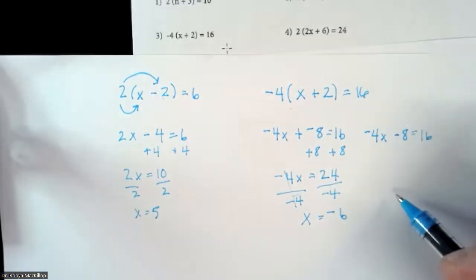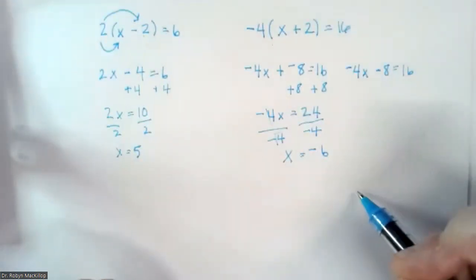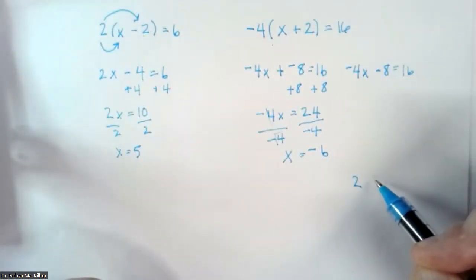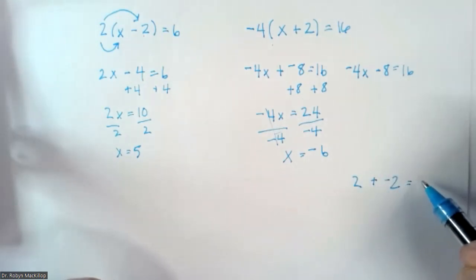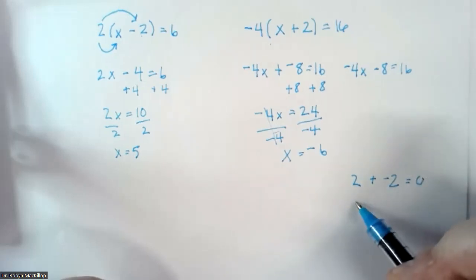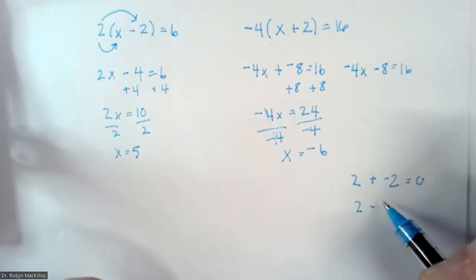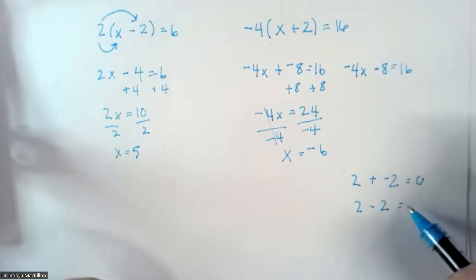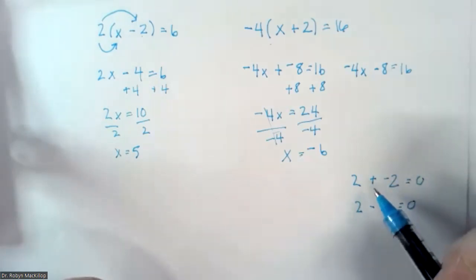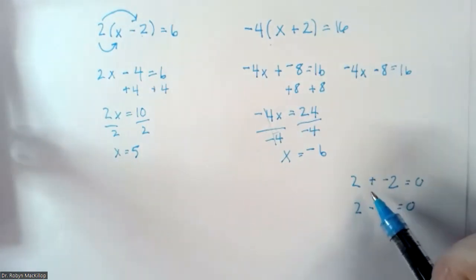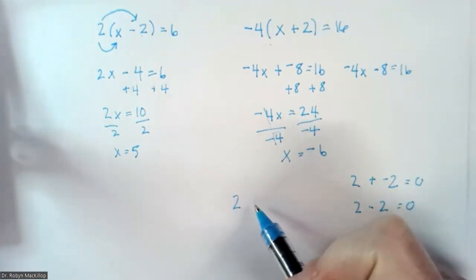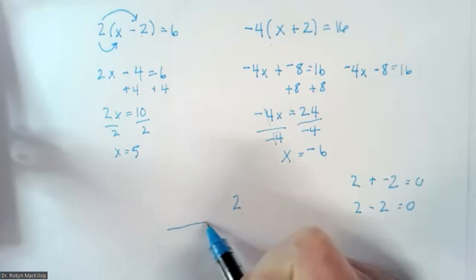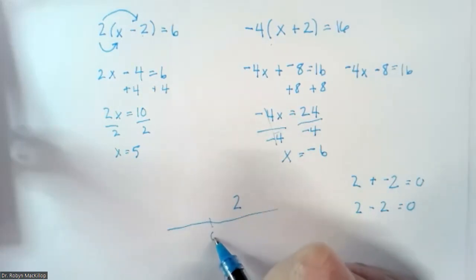Anytime you've got, say you had something like 2 plus negative 2, it equals 0 because it's the same as if you said 2 minus 2. So that plus sign is extra. Some people like to have it so they can say, okay, well, it's 2 and negative 2. So if we did a number line, this would be 0, 1.